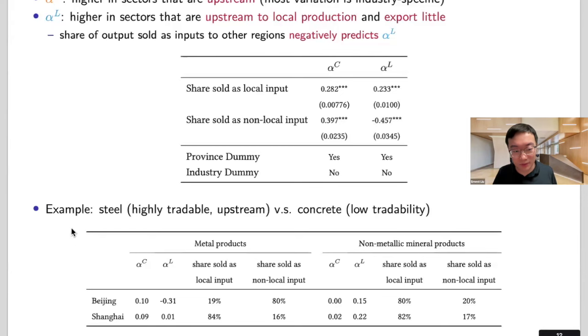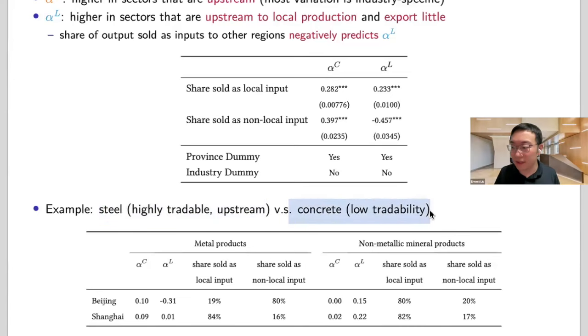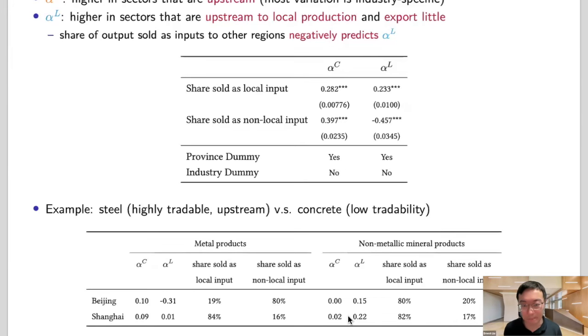What's a specific example? We can see it by comparing metals and concrete. Metal is highly tradable, an upstream input. Concrete is also a fairly upstream input, but it's not really tradable. If we compare Beijing and Shanghai, in terms of metal products, the central planner would like to subsidize them. The local planner in Beijing would like to tax metal production because a lot of Beijing's metal is sold outside of Beijing as an intermediate input. Concrete is upstream to local production, so the central planner has no incentive to subsidize it, but local planners in both Shanghai and Beijing want to subsidize it. So that's where the variation comes from, okay?